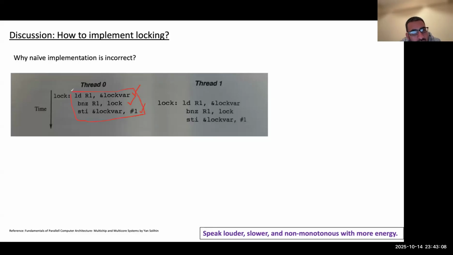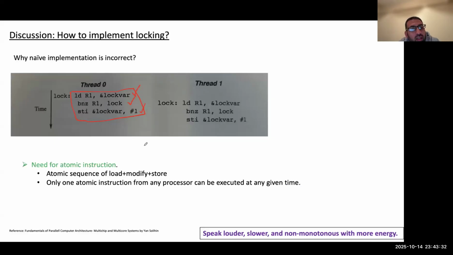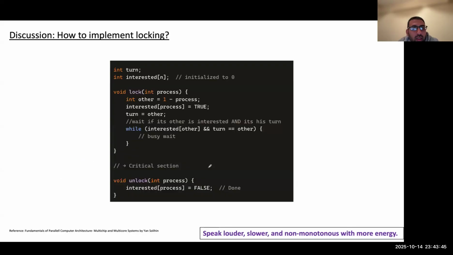And in between, it is possible that a thread executing this set of instructions can get interrupted. However, if we have a single instruction which does all three things, load the value, check the value, set the value, it cannot be interrupted, and then we will be able to achieve the locking behavior we want. Only one atomic instruction from any processor can be executed at any given time. So if this block is a single instruction, then we will be successful in implementing the locking.